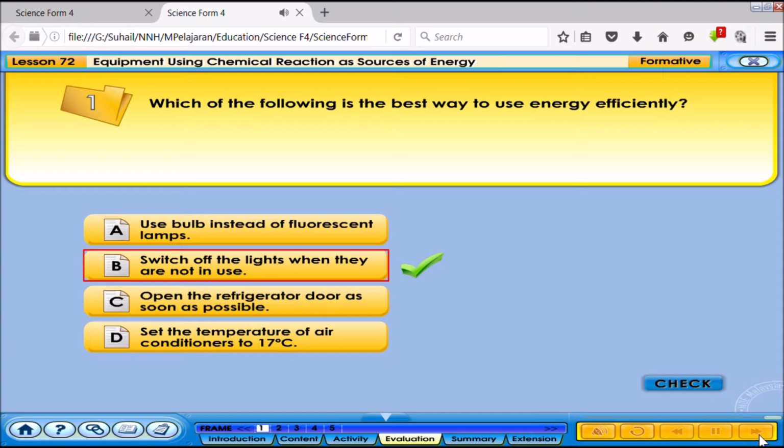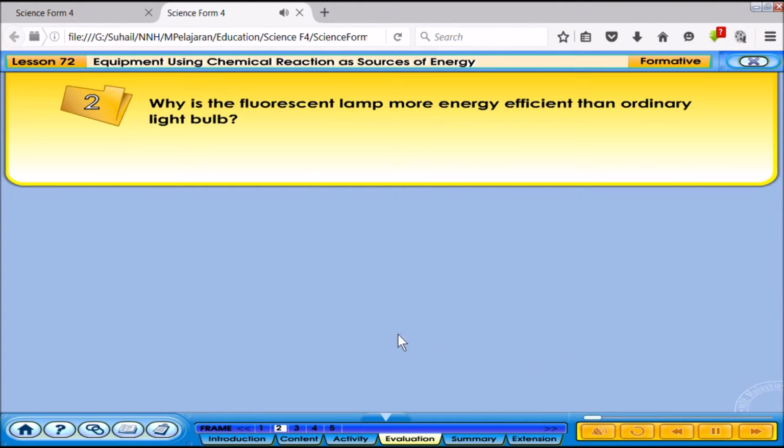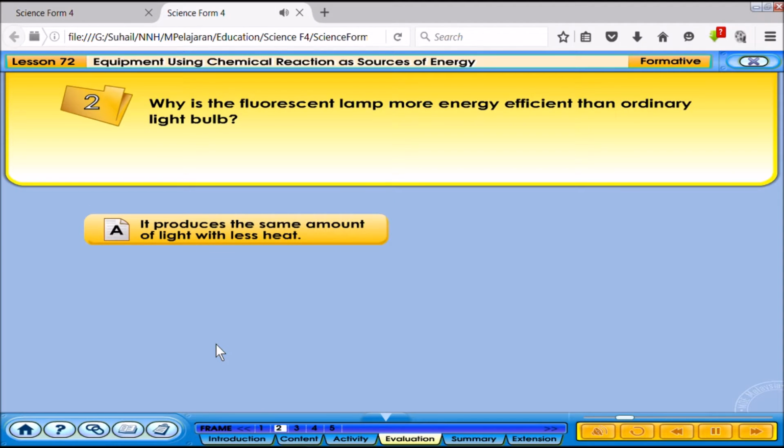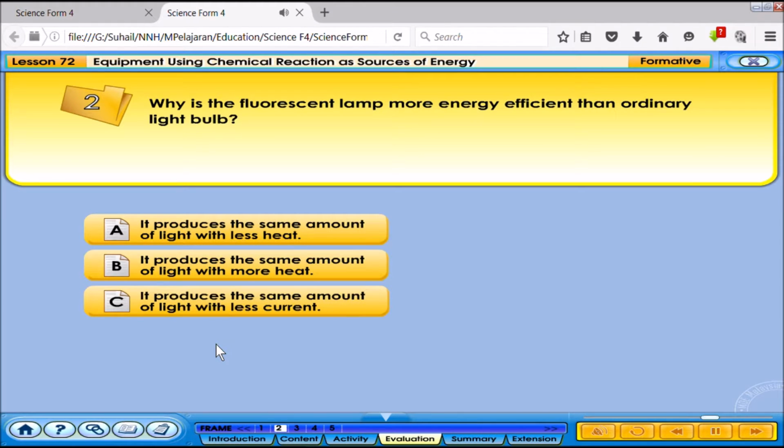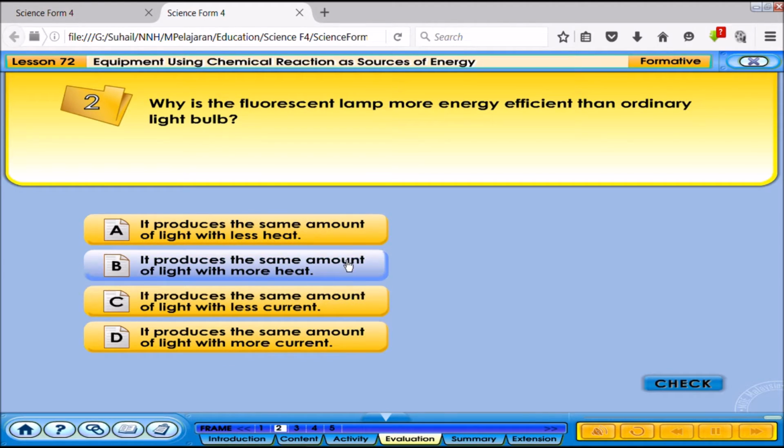Your answer is correct. Why is the fluorescent lamp more energy efficient than ordinary light bulbs? A. It produces the same amount of light with less heat. B. It produces the same amount of light with more heat. C. It produces the same amount of light with less current. D. It produces the same amount of light with more current. Your answer is correct.